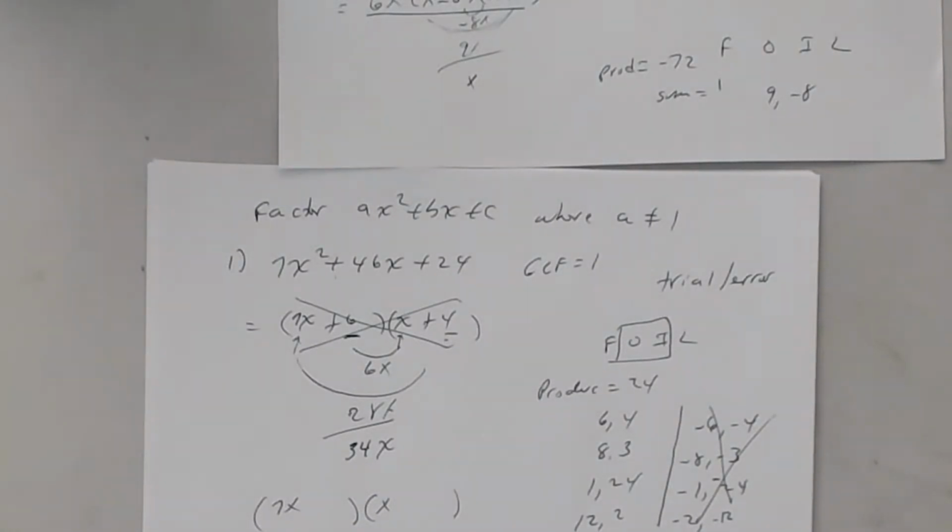No. Okay, listen. We did it one way. Now we're going to switch them and see if it works. Okay? Trial and error. If it doesn't work, try something else. I don't mean try something else here. I mean try something else, maybe switching these around. Okay? All right. So instead of saying 7x plus 6, let's try what? 7x plus 4, and then x what?